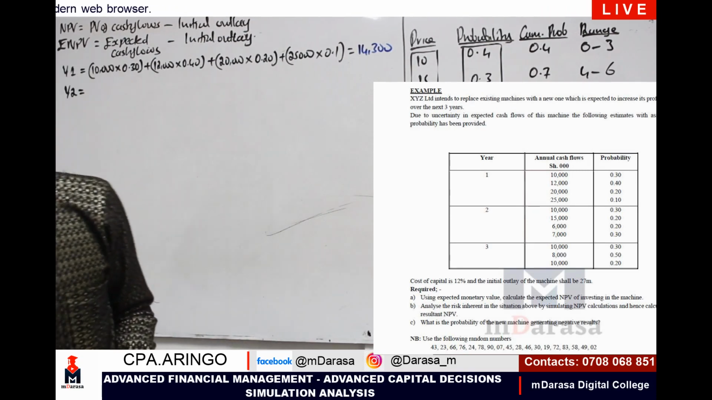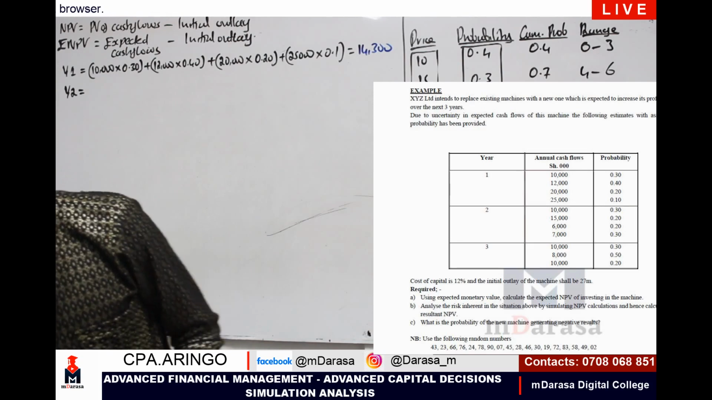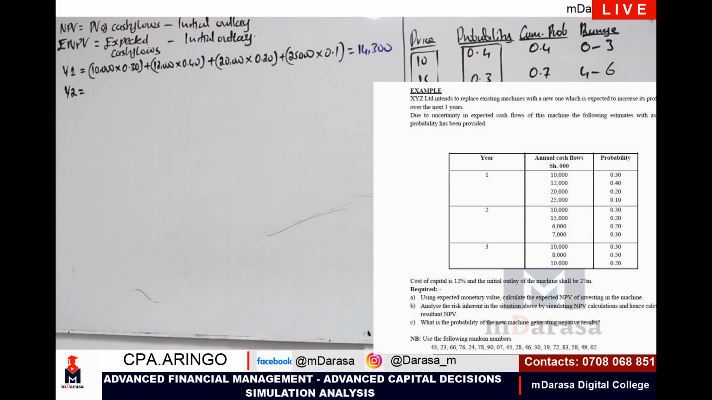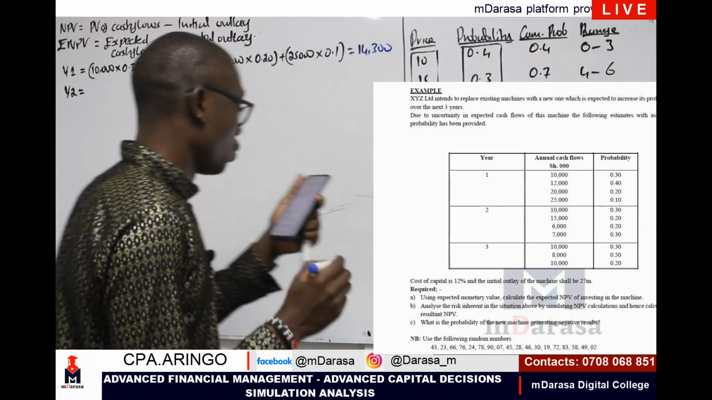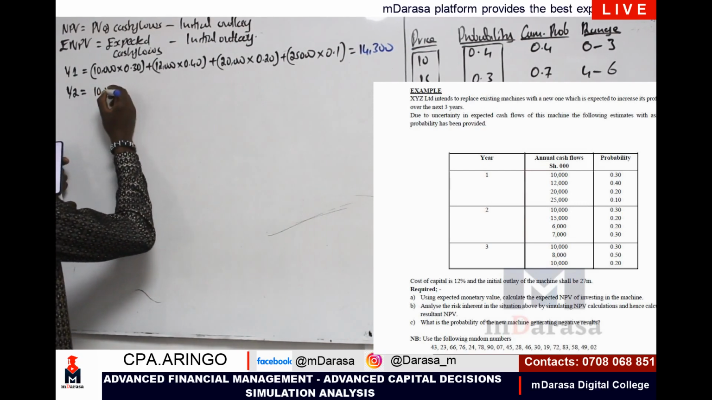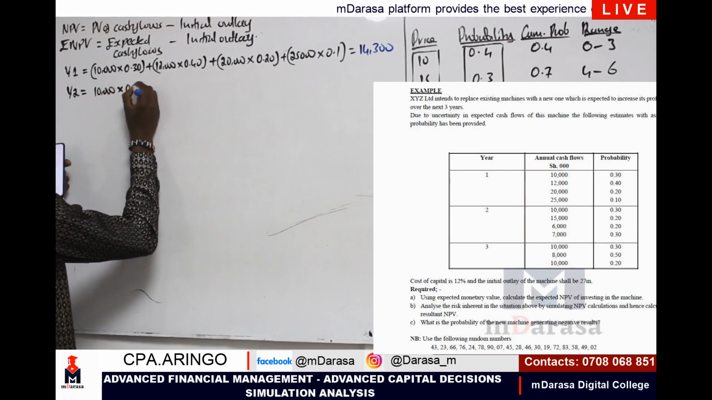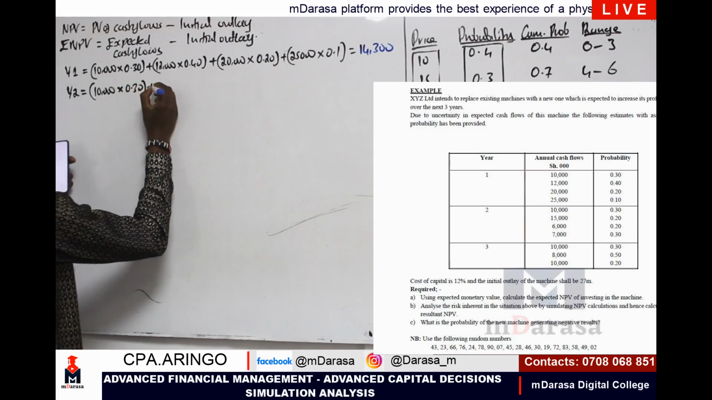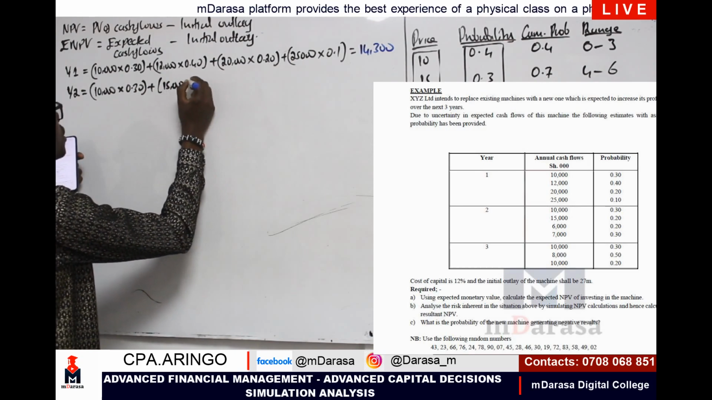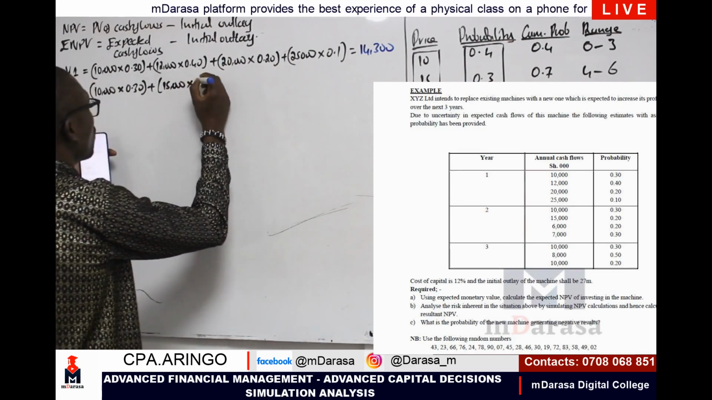Can you give for Mwalimu year two kindly? Can you compute for Mwalimu? Can you work it out for that year two? The same procedure will apply. Check year two. Year two, what do we have? 10,000, right? Times 0.30. We add 15,000 by 0.20.